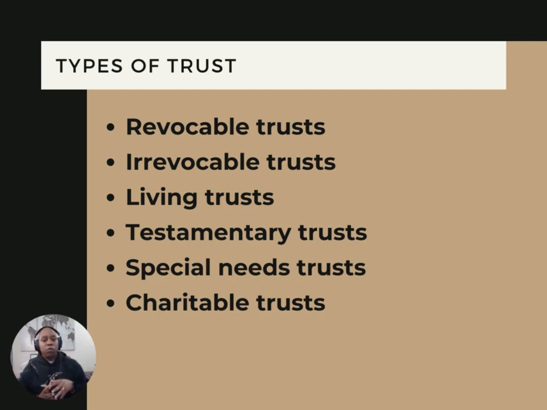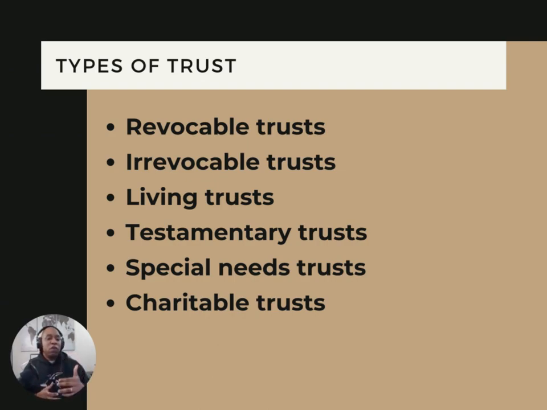So you have a revocable trust, then you have an irrevocable trust, you have living trust, you have testamentary trust, and then you have special needs trust, and you have charitable trust. So depending on your needs will define what type of trust that you need. So again, ensure that you reach out to a lawyer to definitely trim down what you're trying to do with your trust.